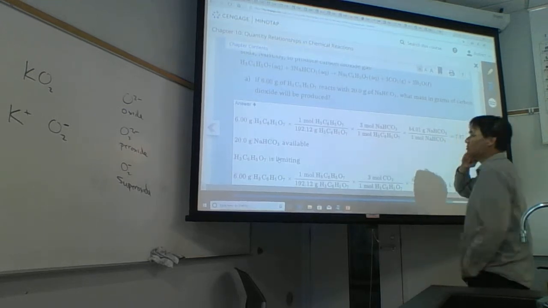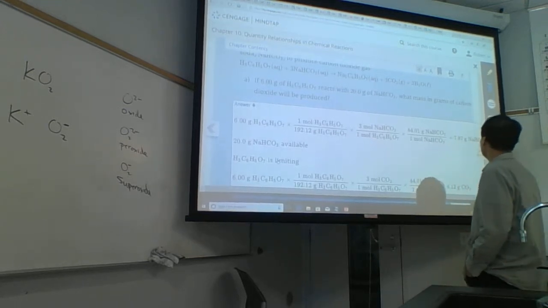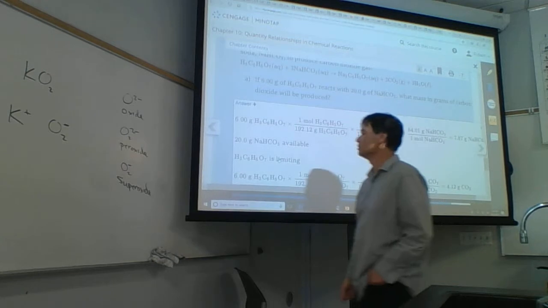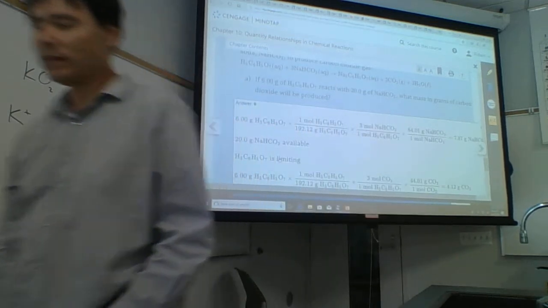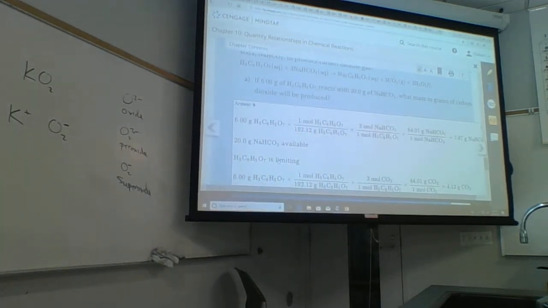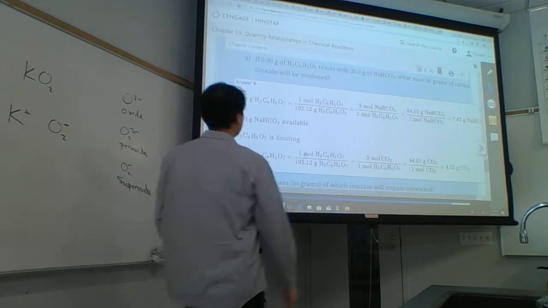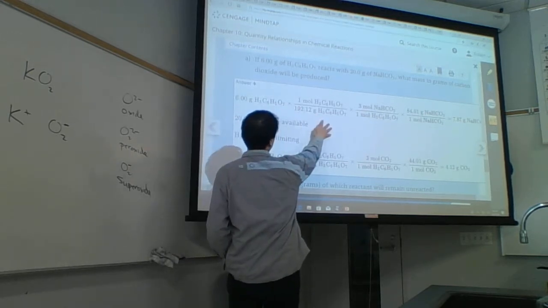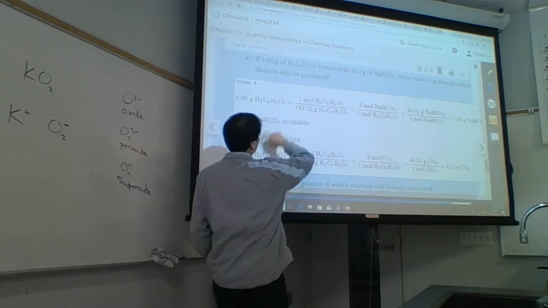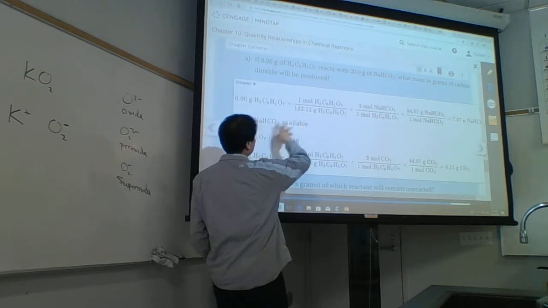Oh, this is not the smaller amount method. What are they doing here? They're doing something called the comparison of moles method. I don't care which one you use. If you like comparison of moles, go ahead and use that. I like smaller amount, so I wouldn't have done it like this. I like to do it the same way: calculate the yield of CO2 from citric acid, then the yield of CO2 from sodium bicarbonate.